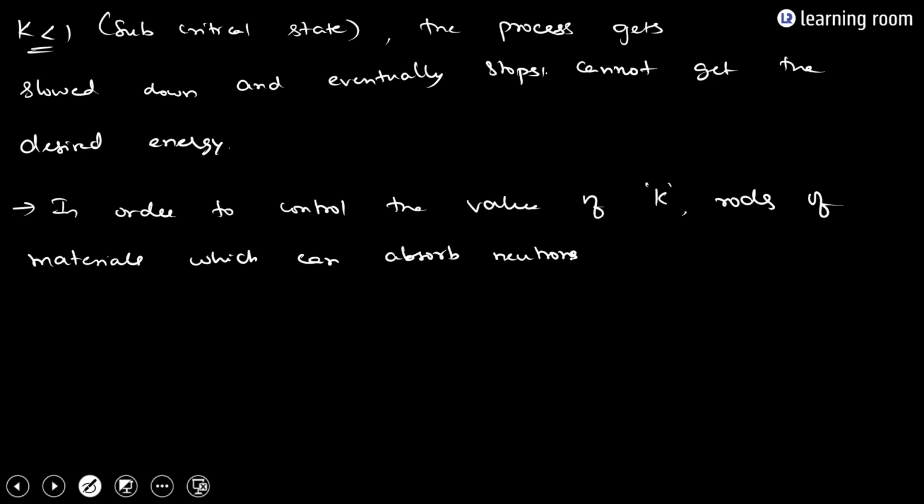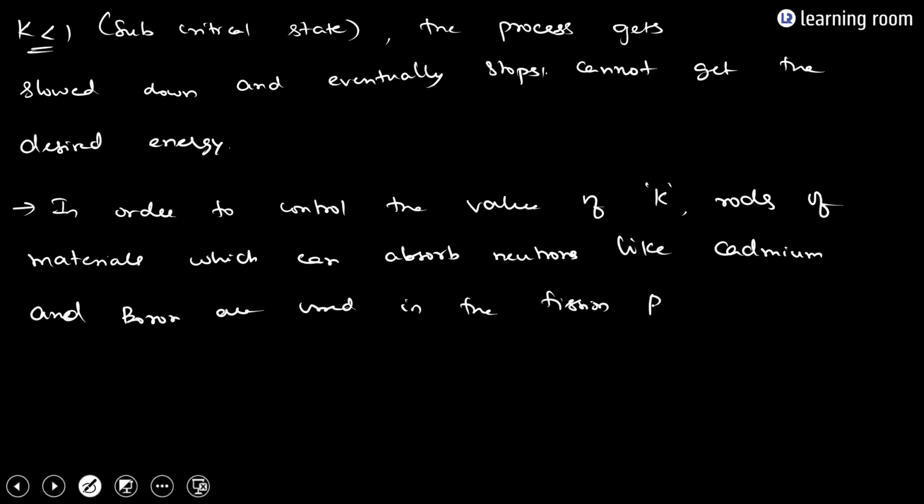So to absorb neutrons, materials like cadmium and boron are used in the fission process. And what are they called? These rods are controlled automatically. So these rods are controlled automatically. Right?